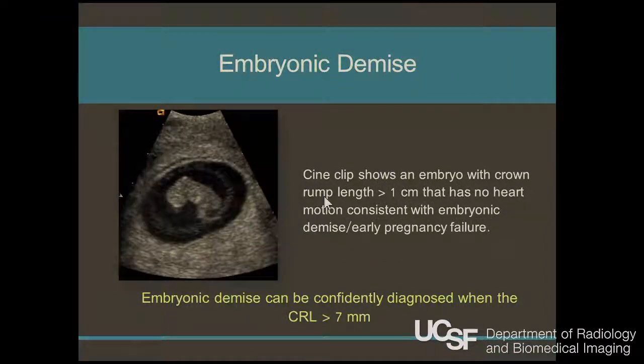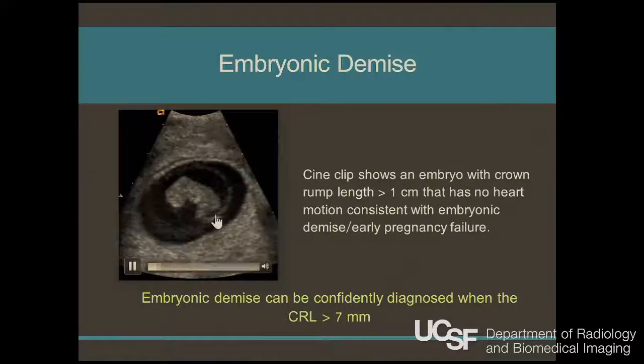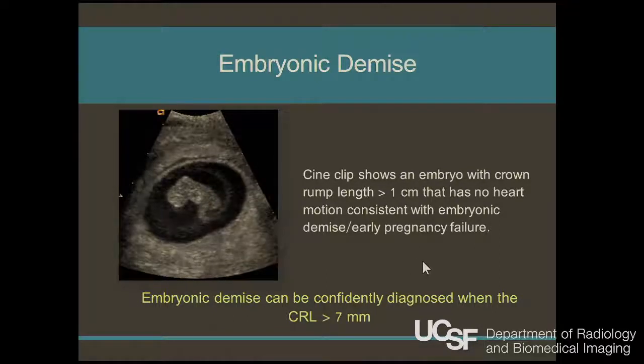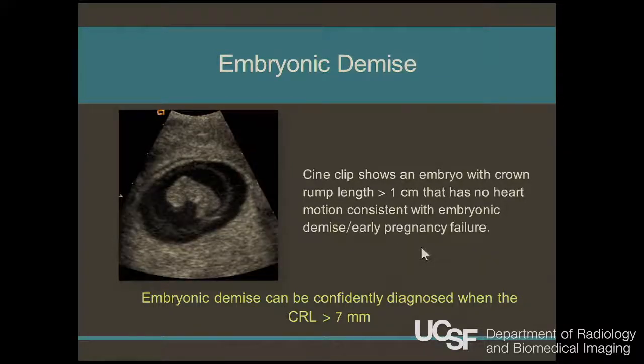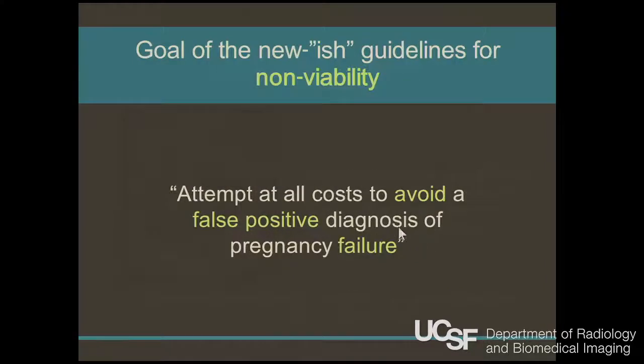We're going to talk a little bit about what constitutes demise and abnormal pregnancies. In this case, we don't have an actual measurement, but these are centimeter markers, and this is a pretty big looking embryo. If you've seen embryos, you should have a sense of how big one should be before you see a heartbeat. This is a cine clip and there's no heartbeat. So we can diagnose embryonic demise when the crown rump length is greater than 7 millimeters and there's no heartbeat. You can confidently diagnose embryonic demise.